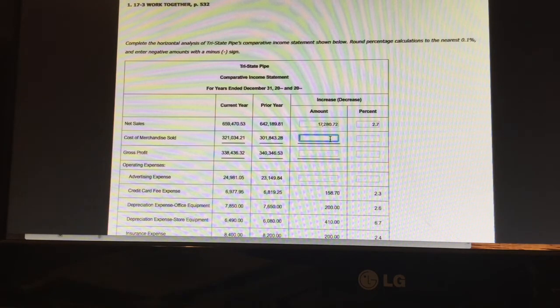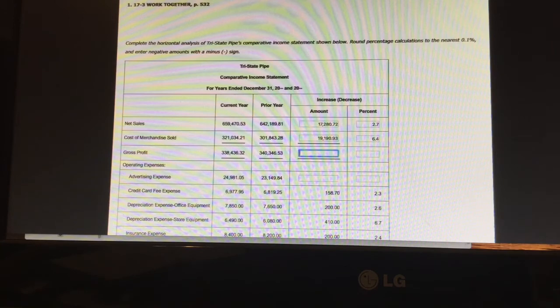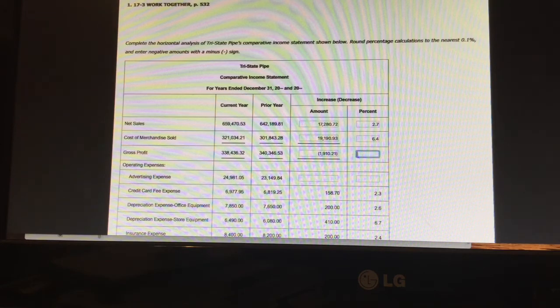Again, we're going to find the difference, current, prior. This is going to give me $19,190.93. The percent divided by the prior year is going to give me 6.4. For my gross profit, this one actually is going to be a decrease if you put a negative sign, and our percent would be negative 0.6. Make sure you put the negative sign. The parentheses on the keyboard won't work.